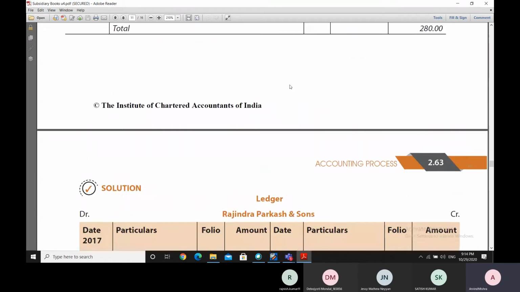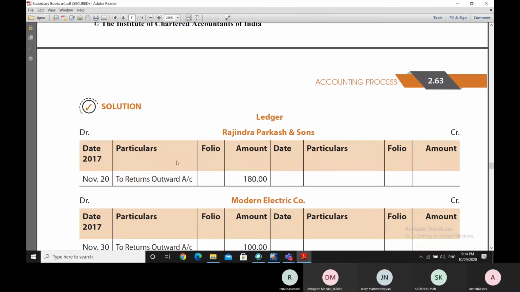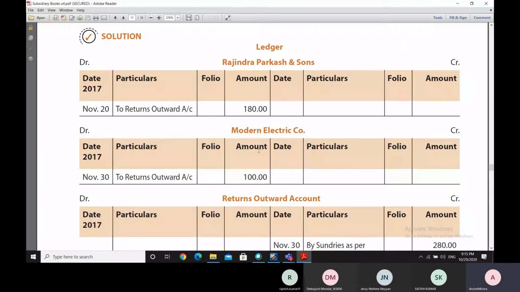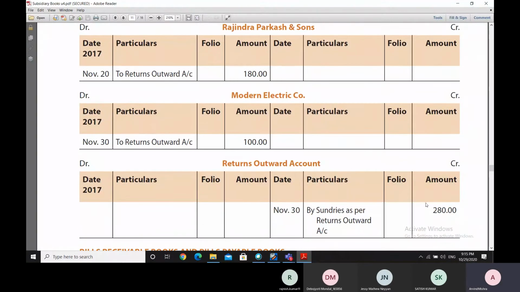So what we have to do here is that in case of Rajendra Prakash and Sons, we are debiting Rajendra Prakash and Sons account and we are crediting the return outward account by rupees 180. We are debiting Modern Electric account by 100 and crediting return outward account by 100. We are also crediting return outward account as we are seeing out here for 100 plus 180, which is 280 rupees.